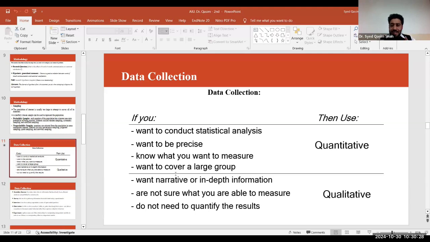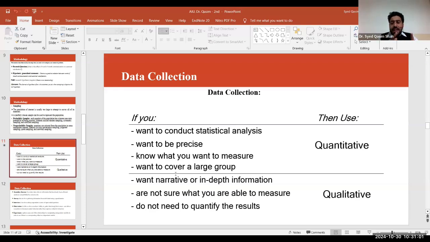We want to be precise about something, we want to measure something, we want to cover a larger group, so we go for quantitative. Let's say a larger group means I'm going to check all the economies of the world, irrespective of developed, least developed, emerging economies. So I'm getting the data of inflation, interest rate, age group, FDI, or whatever. So with a larger group, obviously I'm going for a quantitative way of analysis.